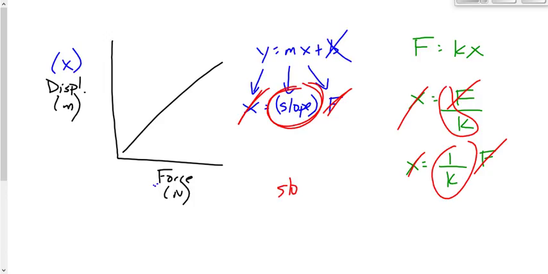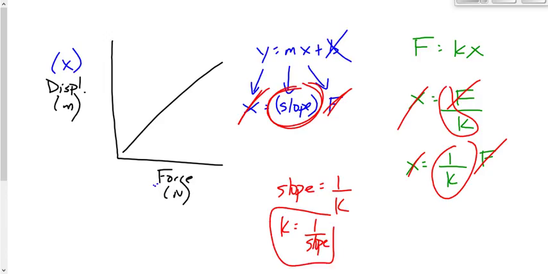So my slope is equal to 1 over k. If I want to find k, which remember was the whole point of this lab, to find the value of k, what am I going to do? 1 over the slope, isn't it? Just take the k up, the slope down. Whatever you get for the value of the slope, flip it over. And that's the value of k.